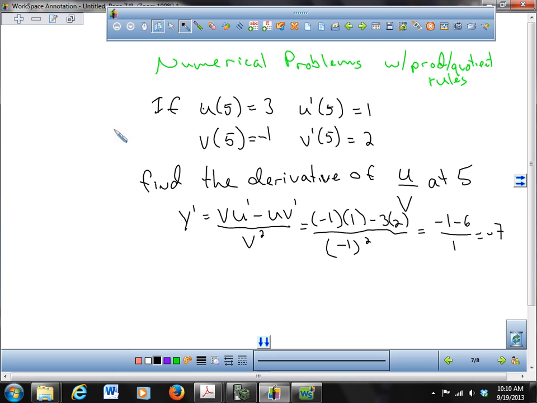And sometimes they'll give you a little table. They'll say u is this, v is this, and they want you to find the product, the quotient, u over v, v over u, u times v, v times u, u plus v, and all that kind of stuff. And that's kind of what you do in that.